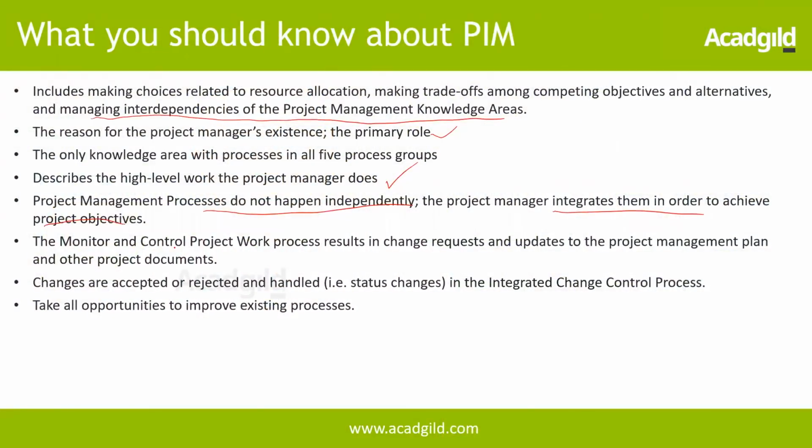So what do we do in monitoring and controlling? We have already seen this in the earlier lesson. We monitor the progress of the project. We look at the baselines, and we try to see whether we are on track. In case of any deviations, we need to take a control action, whether it's a preventive action or a corrective action. That may result in change requests, which are going to be updated in the project management plan and the project documents as well. The changes are accepted or rejected and handled in the integrated change control process, one of the very key processes in project integration management.